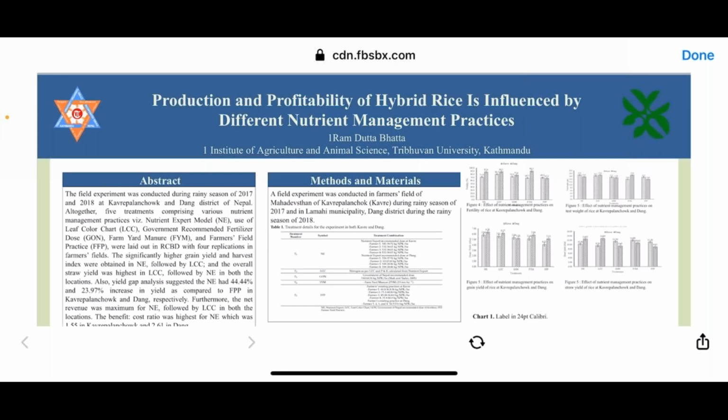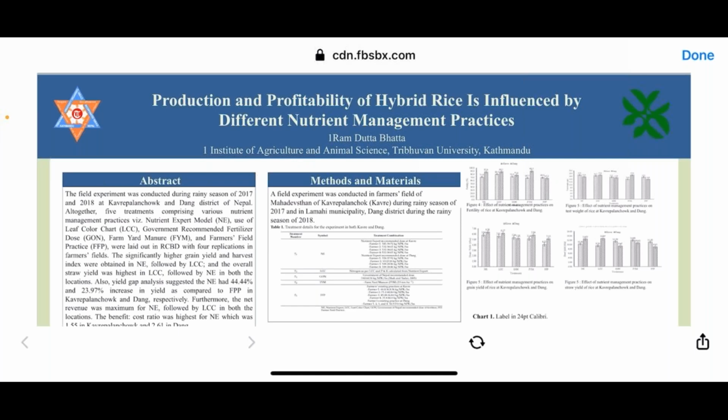In the leaf color chart treatment, phosphorus and potassium were applied as per the recommendation made by the Nutrient Expert, and nitrogen was applied as per need on the basis of leaf color chart score. In the Government of Nepal recommended fertilizer dose, fertilizer in each plot was applied as per the recommendation by the Nepal Agriculture Research Council, one of the research institutes of Nepal, that is 140:60:30 kg NPK per hectare. In the farmers' practice, FYM was applied to each field at 15 ton per hectare.